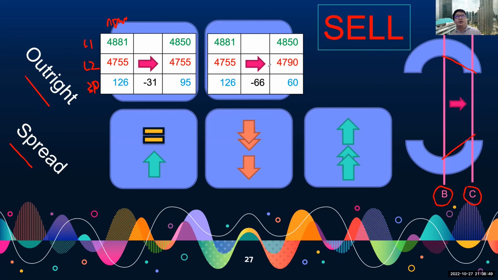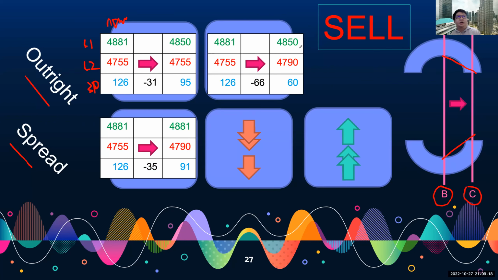The next example is the first leg goes down and the second leg goes up. Same starting point, but the price movement is the first leg goes down, the second leg goes up, then you get a spread of 126 to become 160. Spread narrow. The next one is the first leg flat, second leg comes up. The first one is maintained at 4881. The second leg goes up to 4790. So you will see here, we also get a spread narrowing.